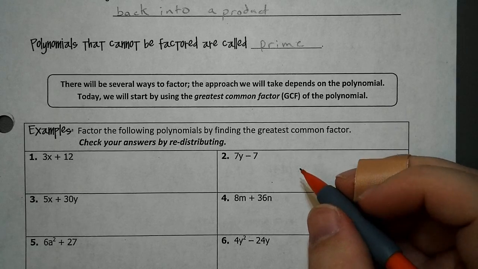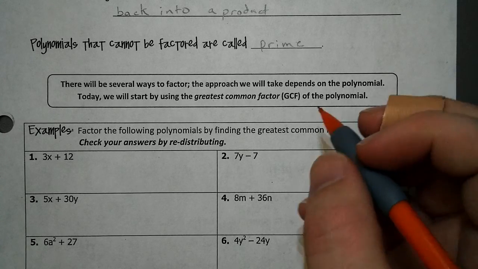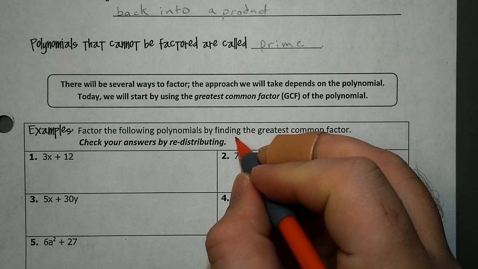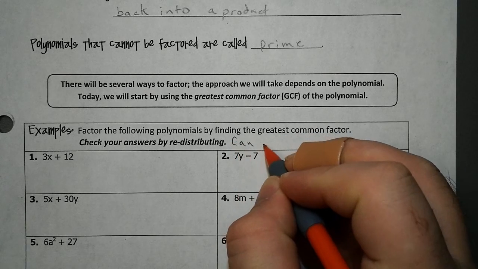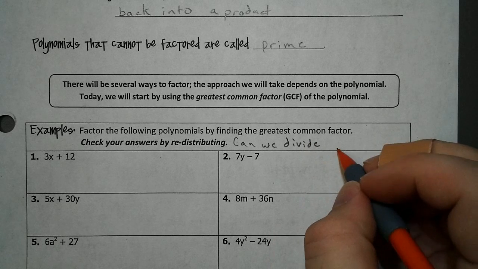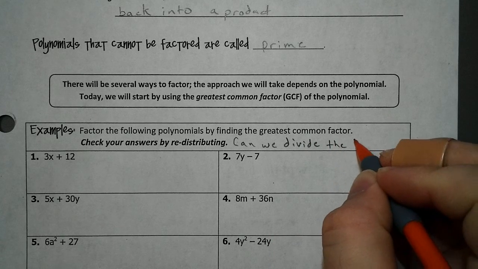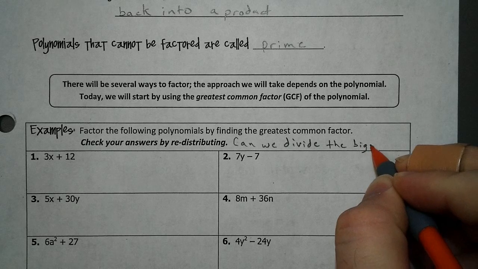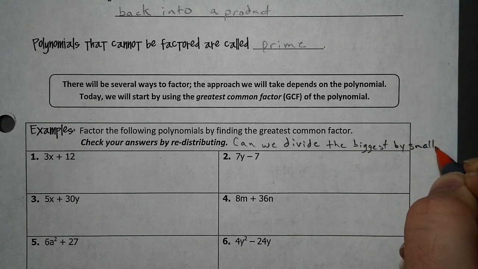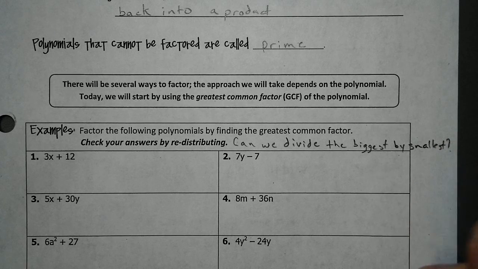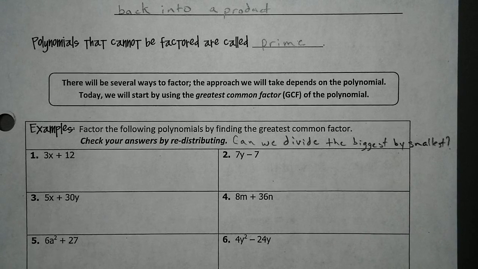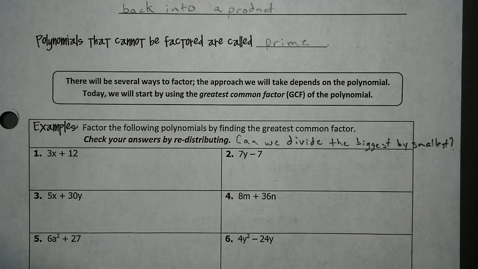Now, a big tip whenever you're looking for the greatest common factor is you need to ask yourself, can we divide the biggest by the smallest? Because if the answer to this question is yes, that is always going to be your GCF. All right? Now, let's work a couple examples.